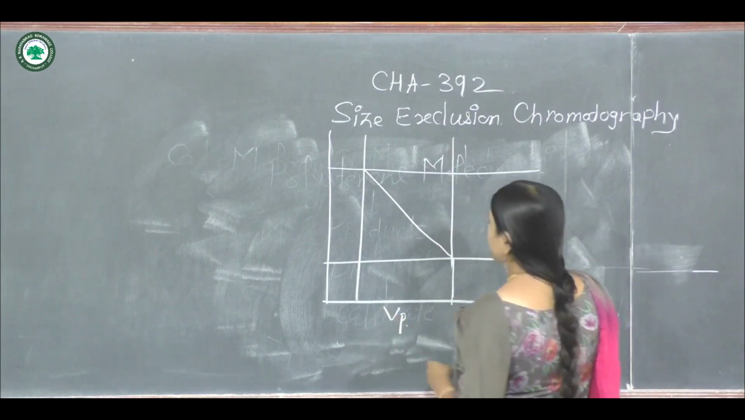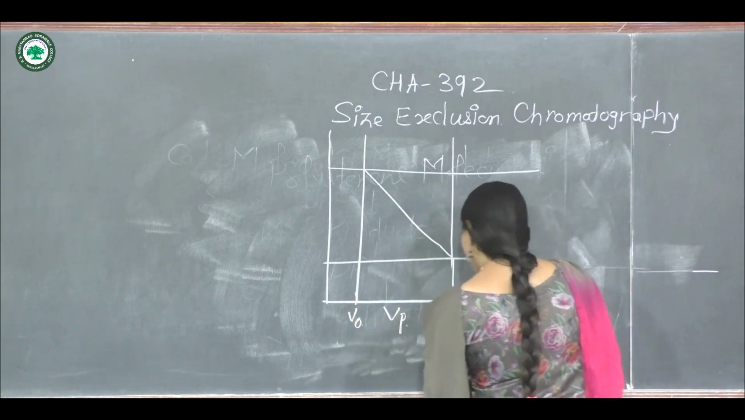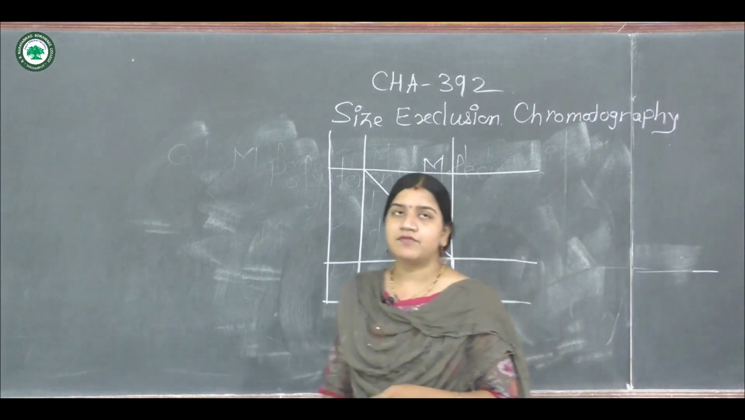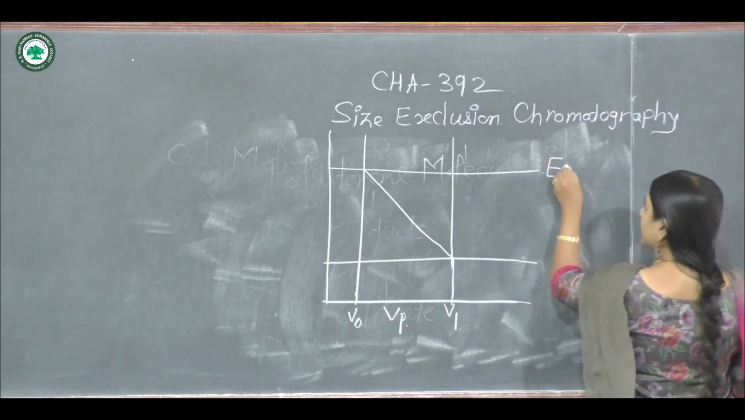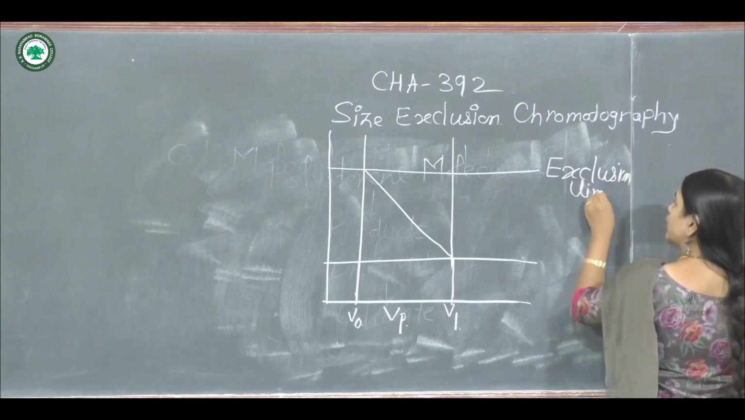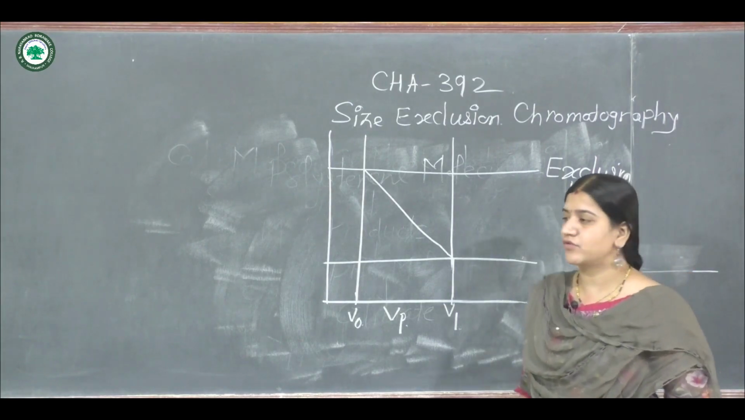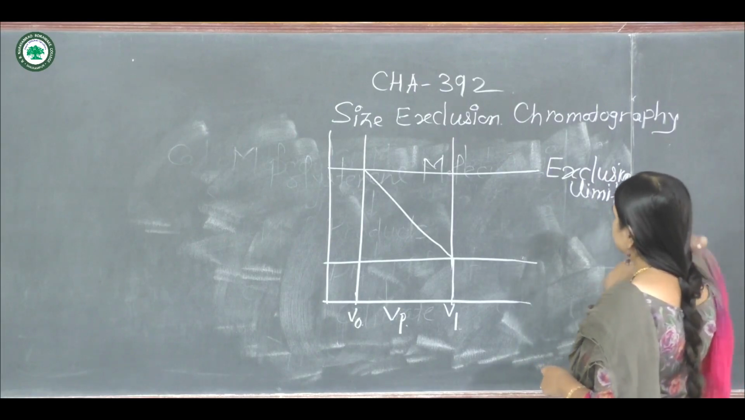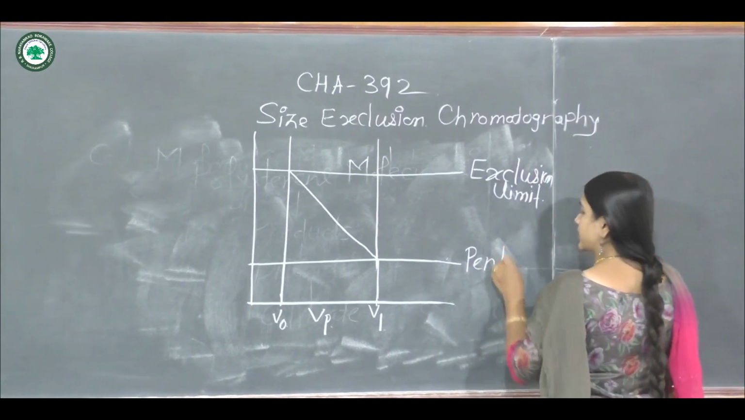So this is Vp, that is pore volume. It is the difference between V0 and V1. Then the upper line represents the exclusion limit. Exclusion limit means the larger molecules which are not accessible to the pore volume are directly excluded through the chromatographic column. So the upper line represents the exclusion limit, and the lower line represents the penetration limit.